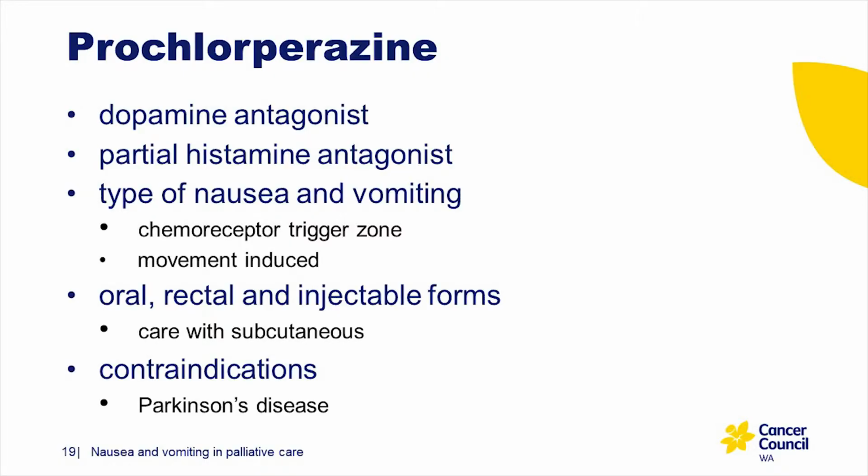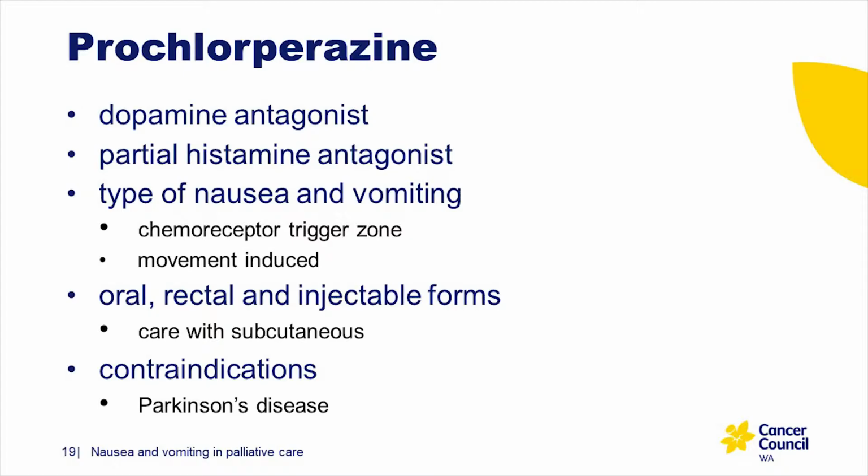So let's move on to the next medication, and that's prochlorperazine. Prochlorperazine is a dopamine antagonist. It also is a partial histamine antagonist, and therefore it's going to be useful for any nausea and vomiting mediated through the chemoreceptor trigger zone, so any medication or biochemical abnormalities. But by having the antihistamine effect, it can also be useful for people who get vertigo or movement-induced nausea and vomiting as well. It comes in various different formulations, so it's available as oral, rectal or injectable forms.